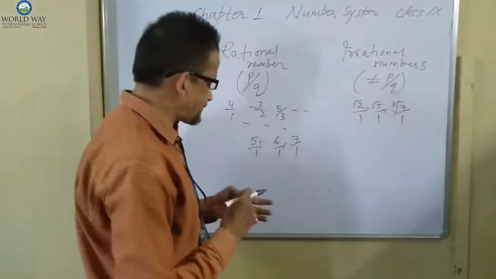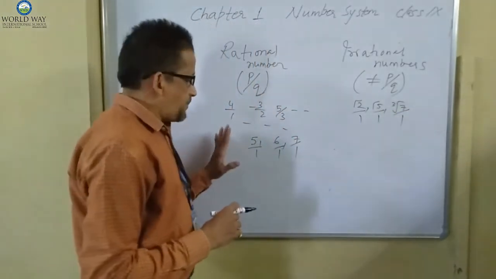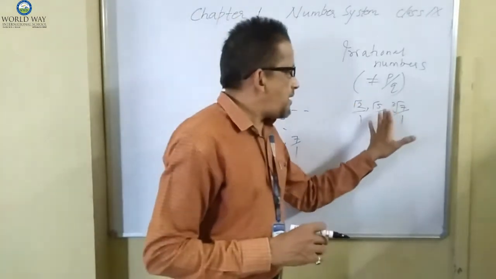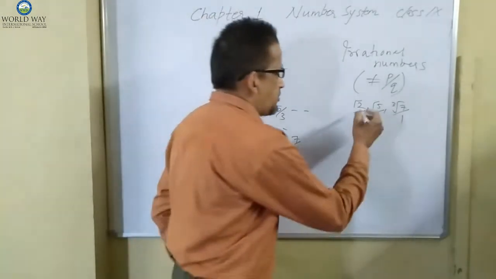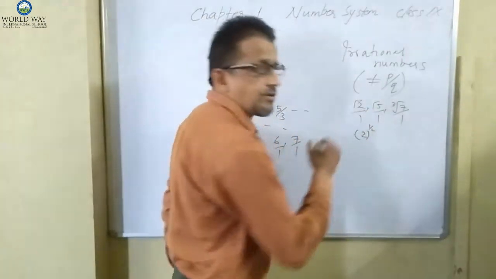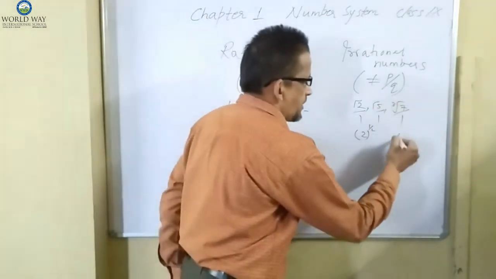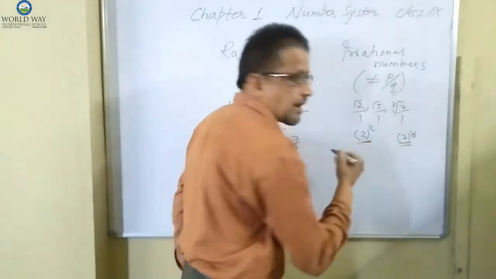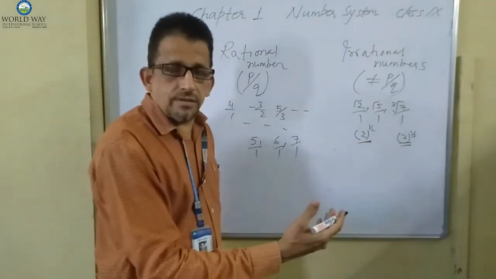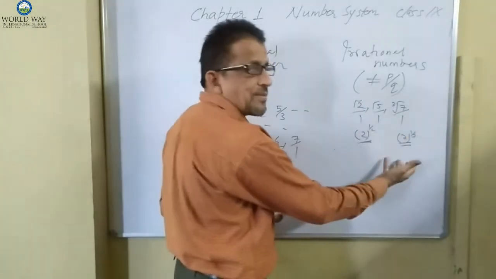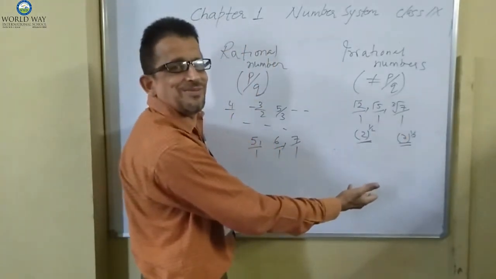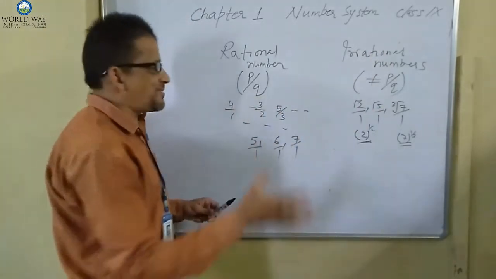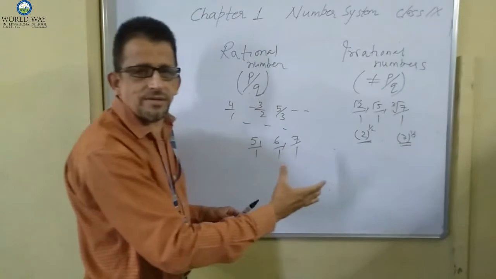Let us explain. What is the condition? p and q must be integers. Here p is not an integer. When we remove the radical sign, you get 2 to the power 1 by 2. When you remove the cube root sign, you get 7 to the power 1 by 3. So these are not integers, and that's why they cannot be represented in the form of p upon q. That's why they are irrational numbers. So it's clear what the difference is between rational numbers and irrational numbers.